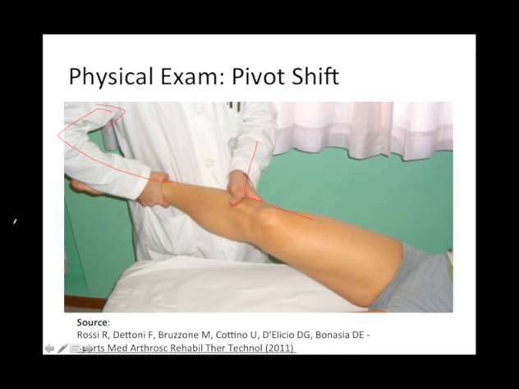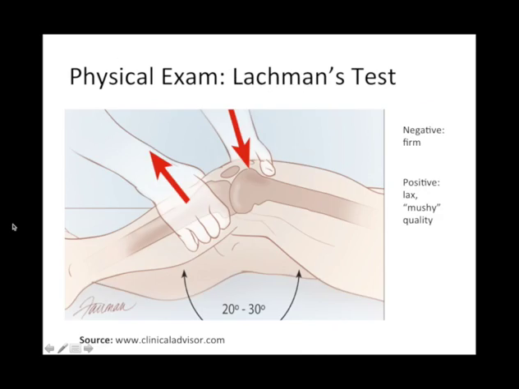However, it's very painful, and if you don't have access to anesthesia, you may not be able to perform this test. So fortunately, we have another tool in our box, and that's the Lachman's test. In this test, you can see that the provider is exerting a posteriorly stabilizing force on the femur while pulling the tibia anteriorly. A negative test will feel taut and firm. If the ACL is ruptured, however, there will be laxity. This test can be very sensitive, very specific, and it'll add to your diagnostic reasoning.